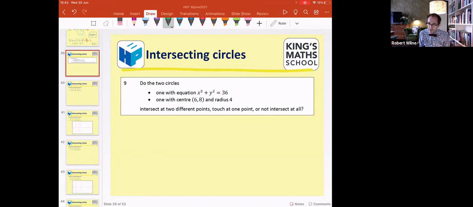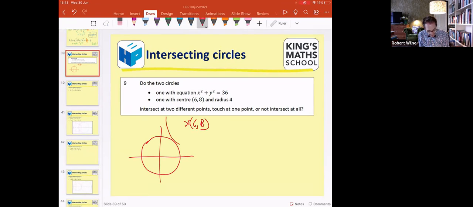What do people think? Question 9. If you did it, what did you decide? So you've got the circle x squared plus y squared is 36, and you've got the circle center 6, 8, radius 4. I wonder what people said. So it went for a touch at a point. Okay, that I agree with. So they do touch at a point, and the question is how do we work that out? How do we convince ourselves that's the case? Though mine appeared not to, but that's just my pen.